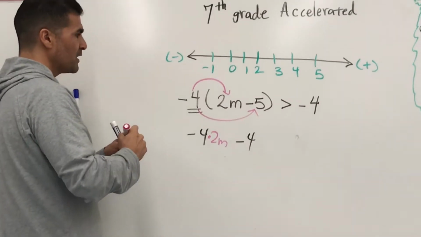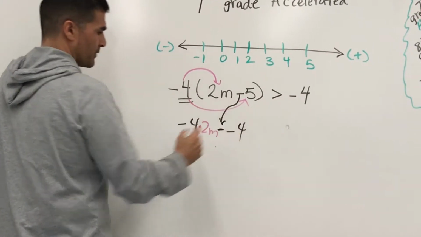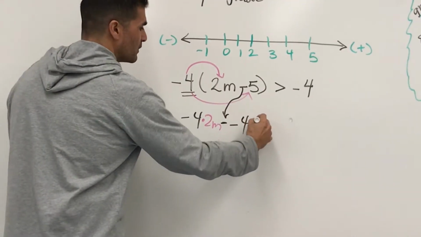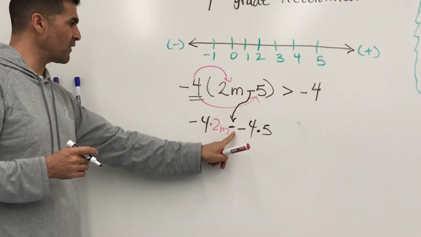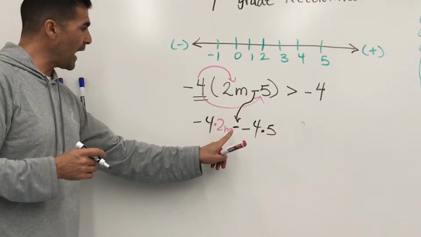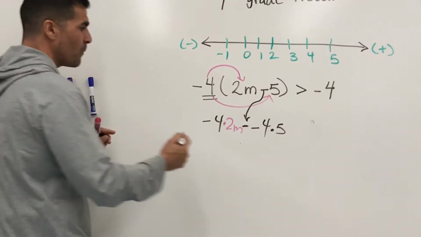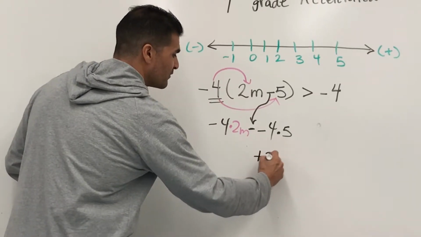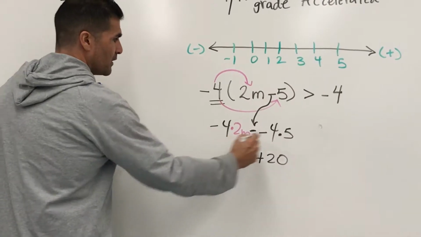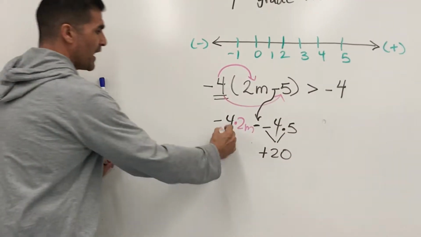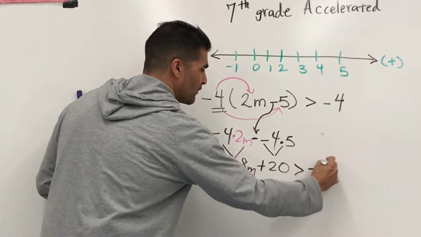Now, a lot of people are like, well, Mr. Gonzalez, can't I just use this minus sign and multiply the 5? Yeah, but in the end, isn't a negative times a negative going to give you a positive? Of course it is. And when you subtract the negative number, you're still going to get a positive. So really, you're going to get positive 20 no matter what you do. Well, this right here is going to turn into plus 20. And of course, you're going to get -8m. And this should be greater than -4.